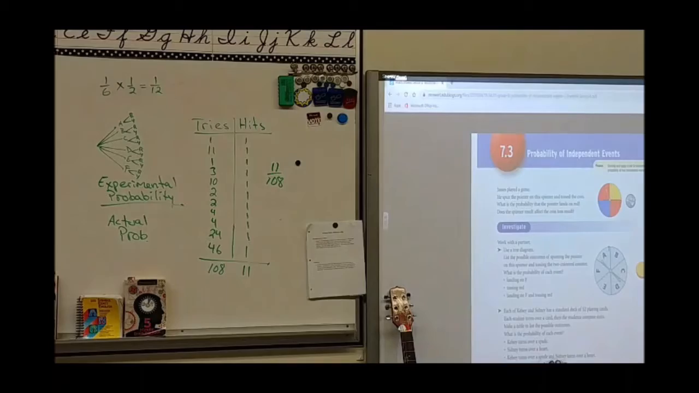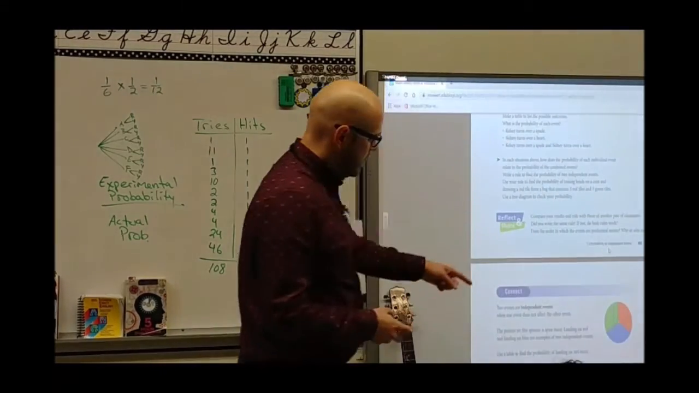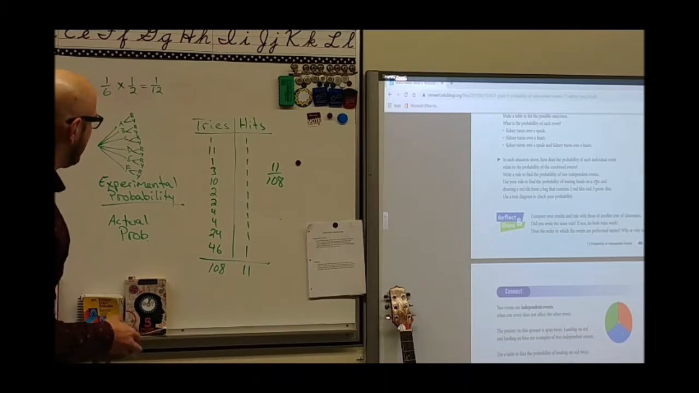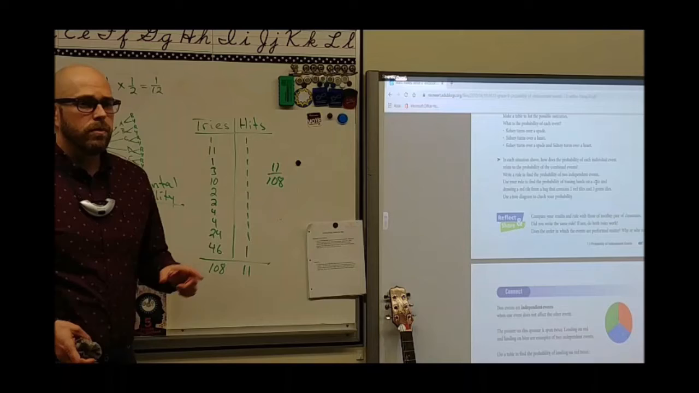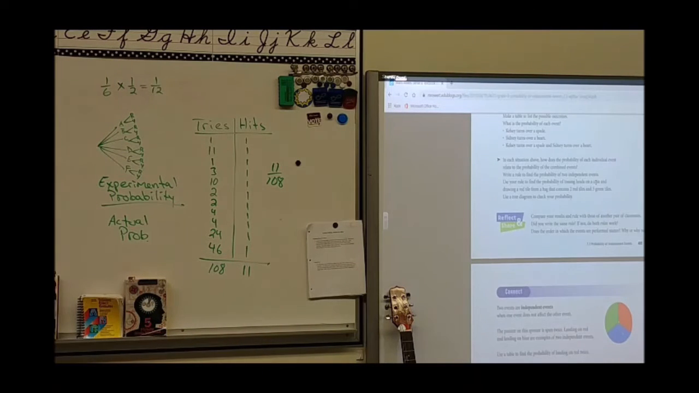So, experimental and actual probability. Let's take a look at another way to do probability. See that little spinner right there? It's got green and red and blue. And what we're going to do is construct a table to establish its probability. So I'm going to pause.